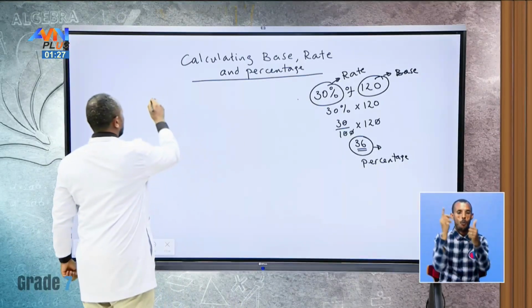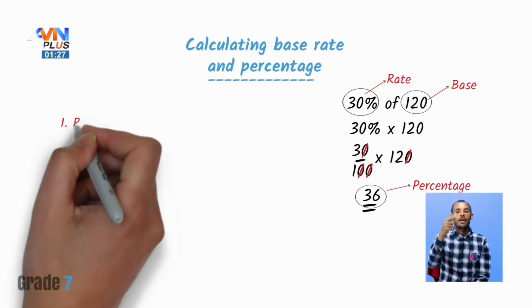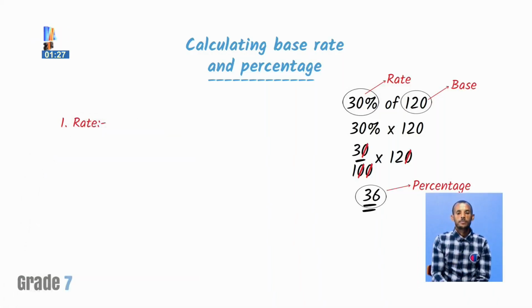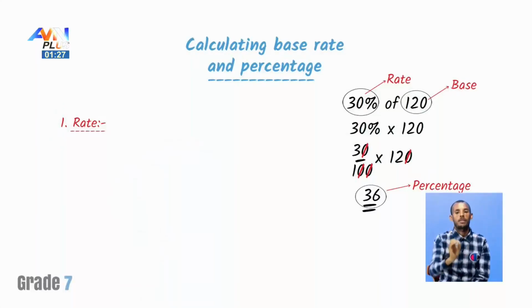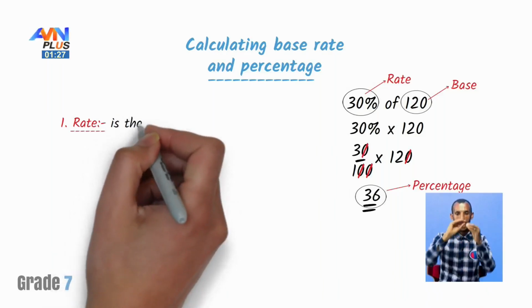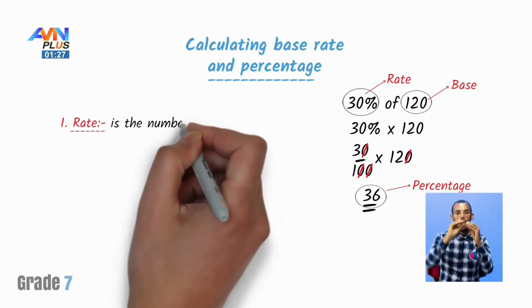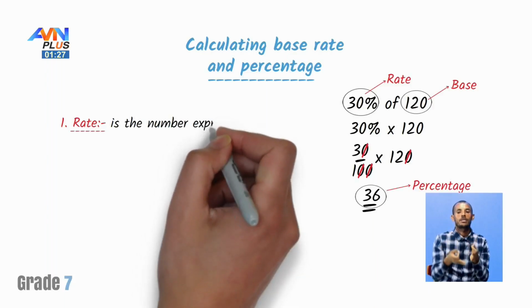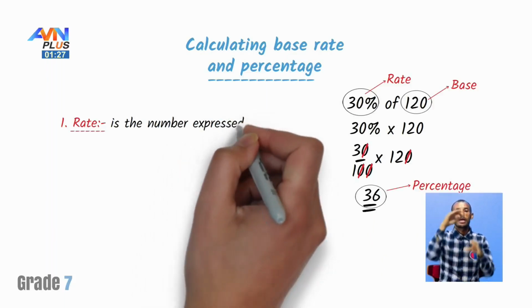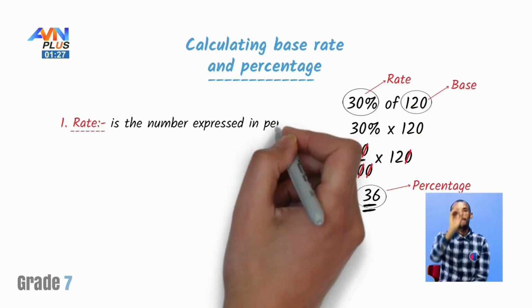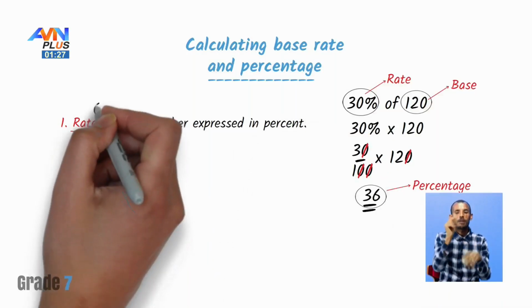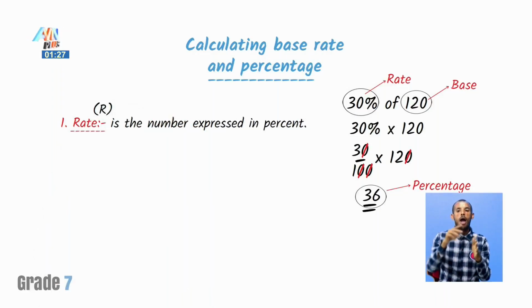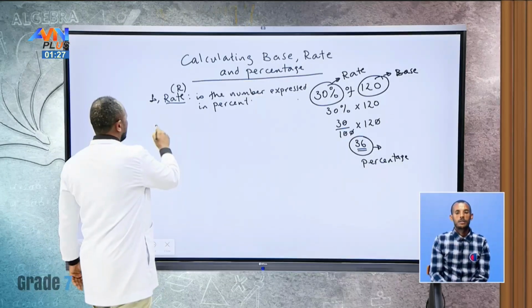Therefore here, let's define these terms. One, rate. Rate is a number which is expressed in percent. We call it a rate. Most of the time we use the symbol R, capital R, for rate.